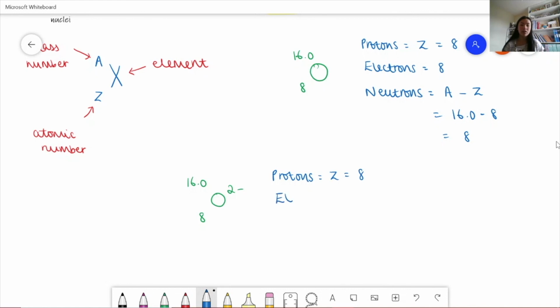But now the electrons, because they were the same as the number of protons, but now we have a -2 charge. So we have 2 more negative charges. That means we have 2 more electrons. So now it must be 8 plus 2. So now we have 10 electrons. And then the number of neutrons will also stay the same because we haven't altered the mass number in any way because electrons don't affect the mass number. And so we still have the mass number minus the atomic number, which still gives us 8 neutrons.